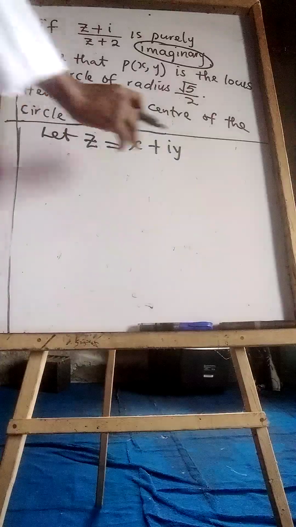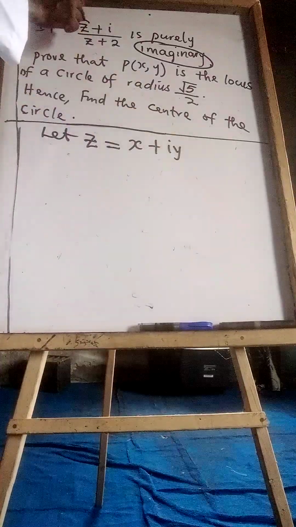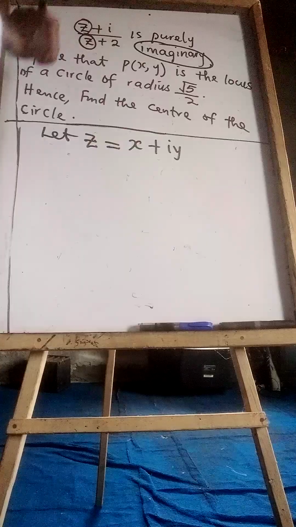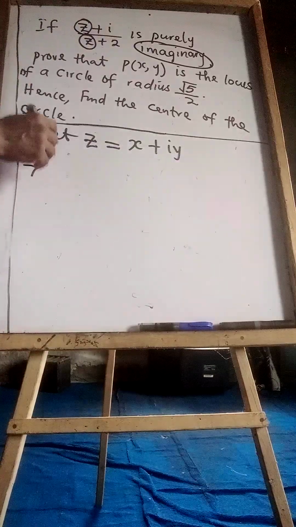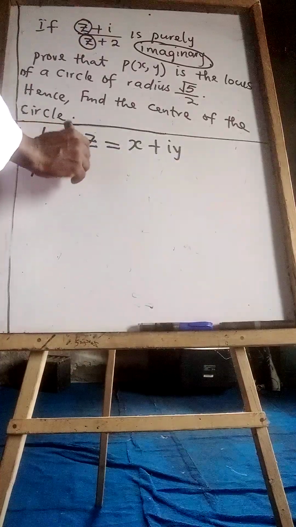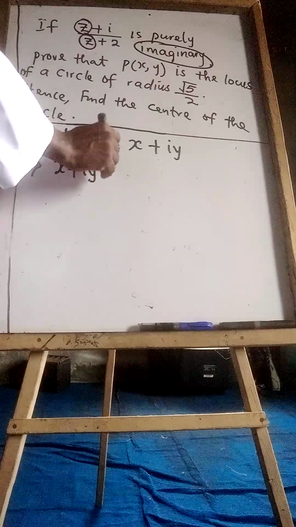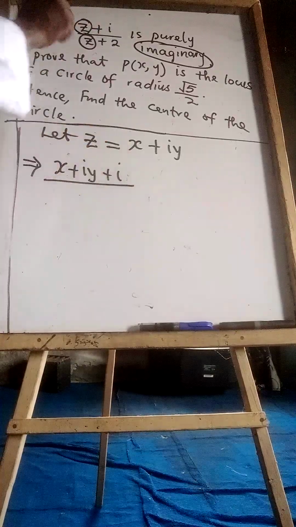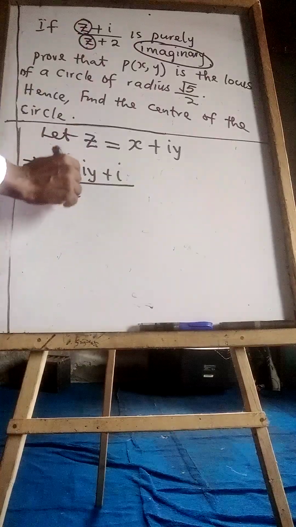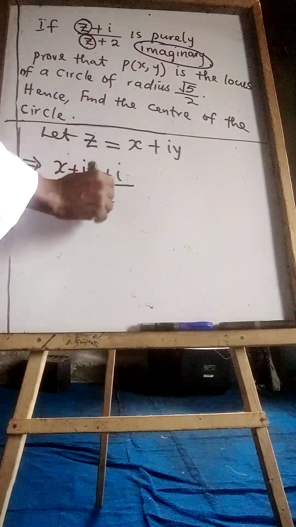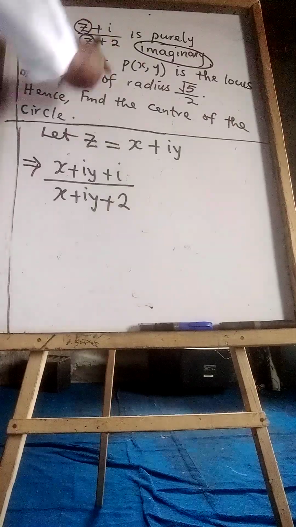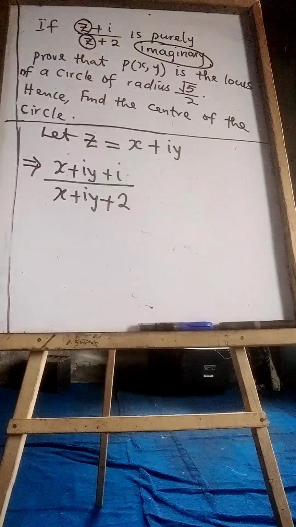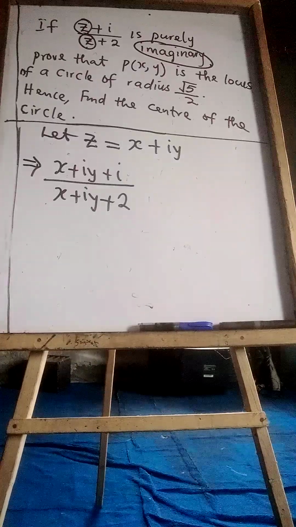So that means I'm going to use this to replace z in the given question. So that will now lead me to (x + iy + i), which is this, all over this z is x + iy + 2, which is this. Okay. Having done this, what is the next thing to do?